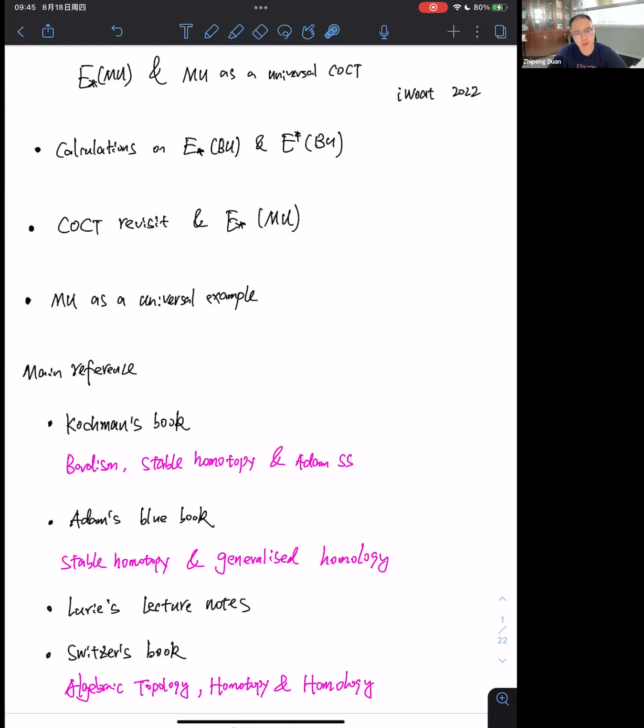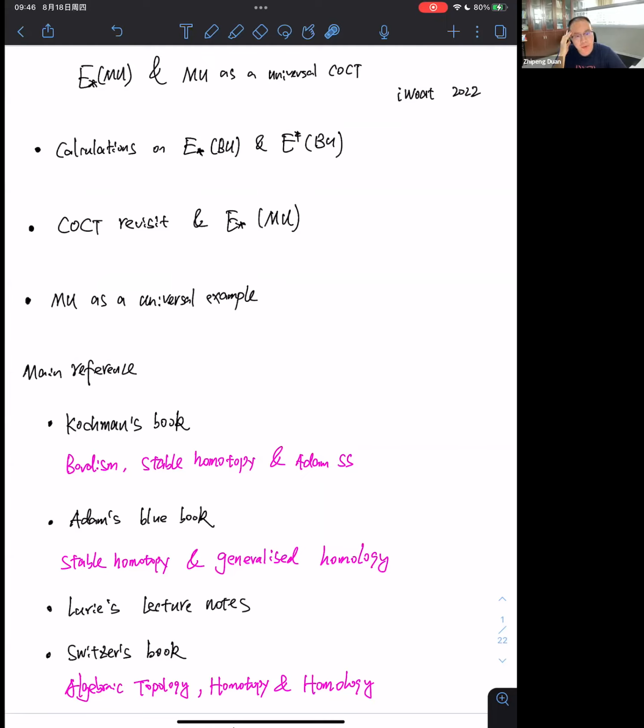Okay, thank you very much to Guchuan for introducing me, and thank you very much to the organizers for inviting me to give 2 talks in this summer school about chromatic stuff. So today my talk is about the calculations of a generalized homology on the complex co-Bordism spectrum MU, and I will try to explain that the spectrum MU is a universal complex-oriented co-homology theory. Here COCT is just a shorthand for complex-oriented co-homology theory.